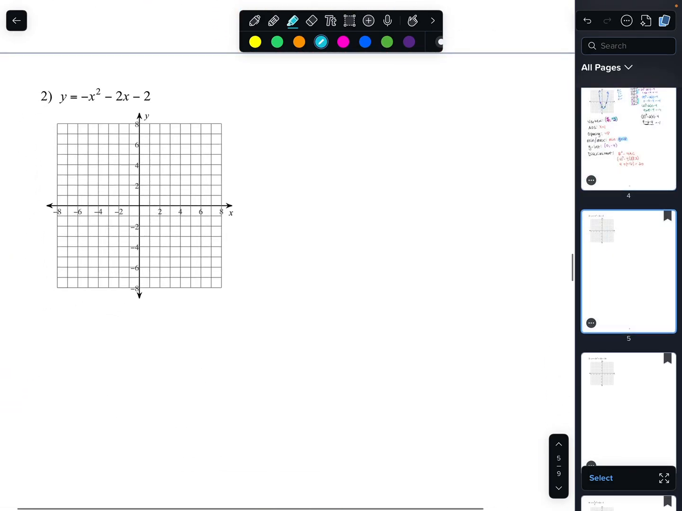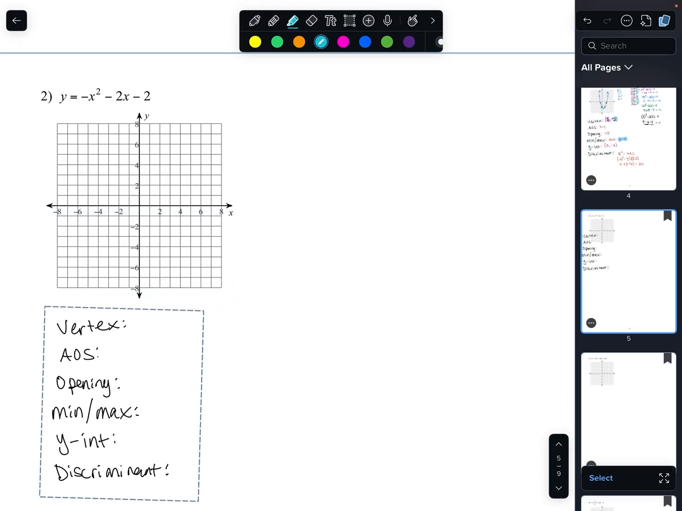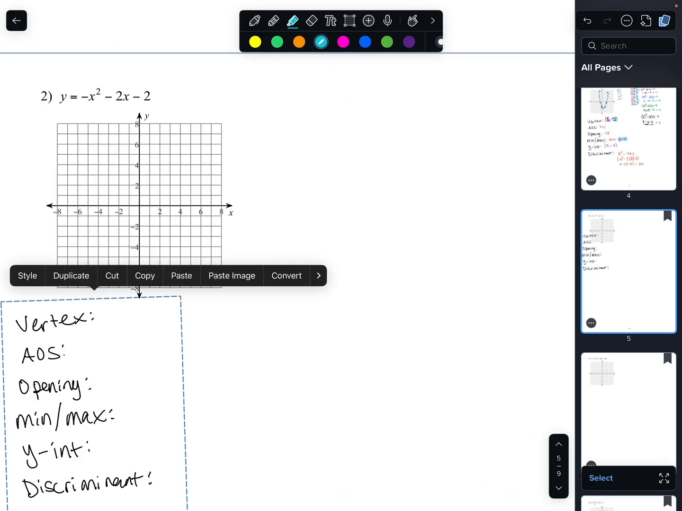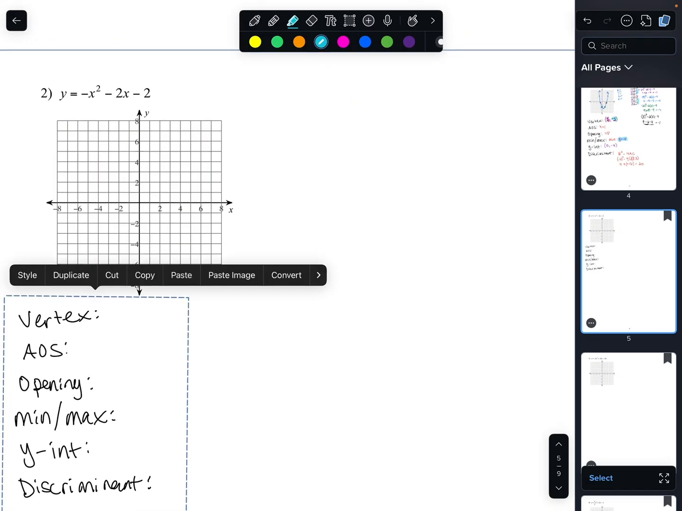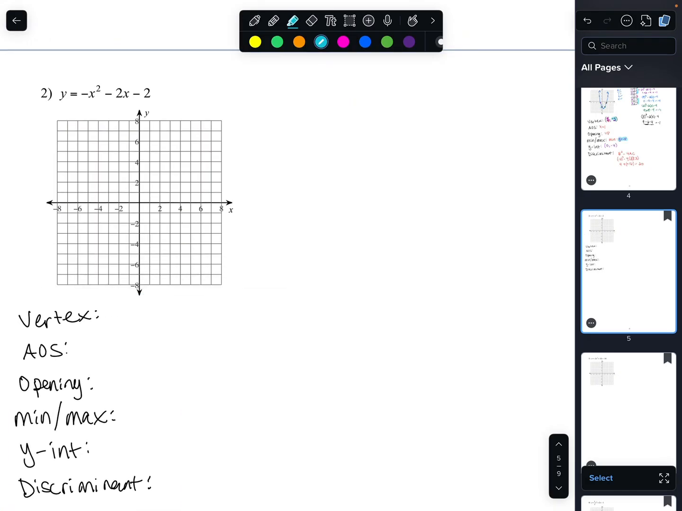All right. So, again, we need to figure out all this stuff based on this graph. And this one has some slight changes to it. It's not exactly the same as the last one. Step 1, we need to identify our A, B, and C. So our A, negative 1. B, negative 2. C, negative 2.